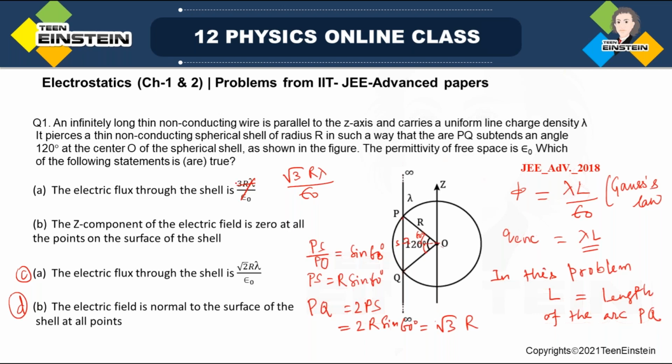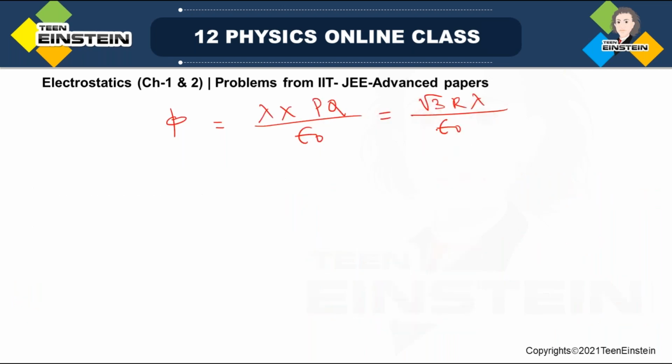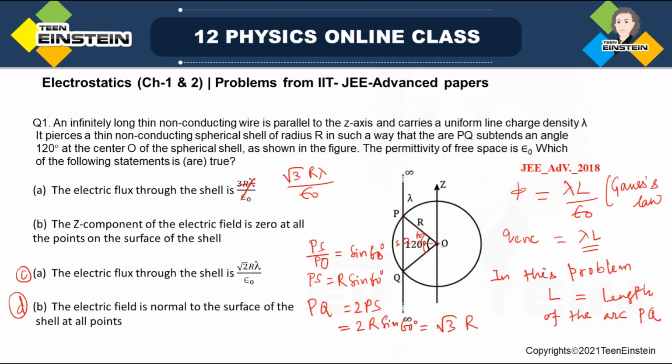Somehow I have typed it wrongly, so this is the correct option, and we see here we have also got the same value, root 3 R lambda by epsilon naught. So the electric flux through the cell will be root 3 R lambda by epsilon naught. This is the correct option. So we had seen option B was also correct, because the Z component of electric field will be 0 all over the surface.